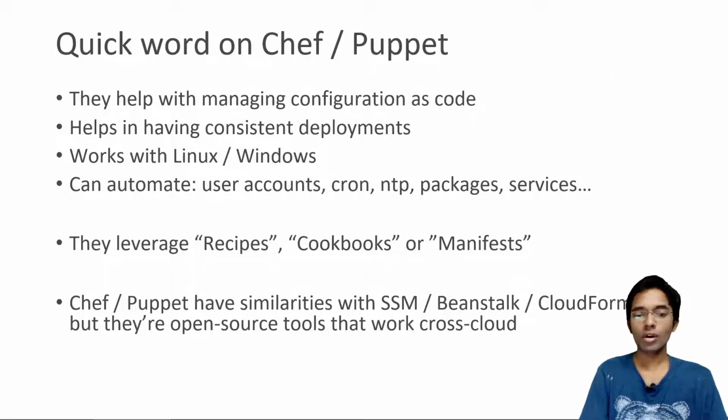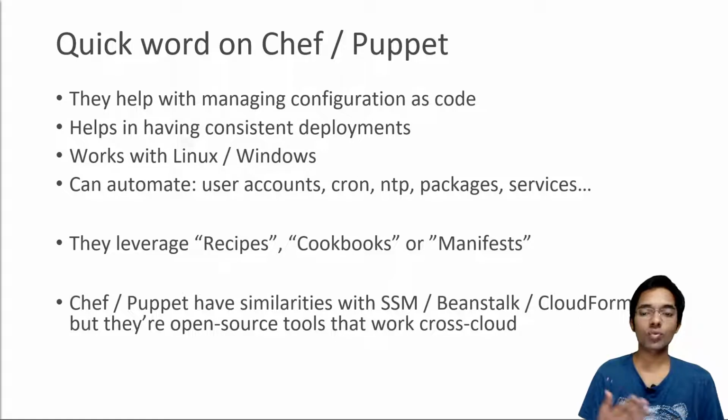So a quick word on Chef and Puppet. They help you manage configuration as code and help you have consistent deployments. They work for both Linux and Windows instances, and things you can automate using Chef and Puppet include user accounts, cron jobs, NTP, packages, and services. They leverage recipes, cookbooks, or manifests. So anytime you see these keywords, think Chef and Puppet, think OpsWorks: recipes, cookbooks, and manifests.